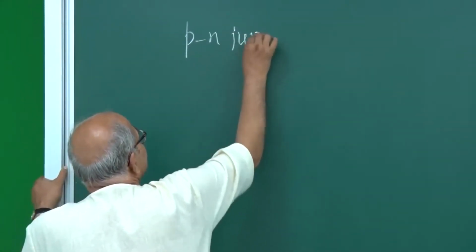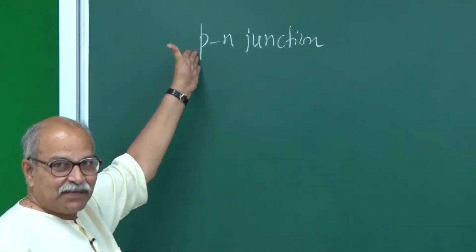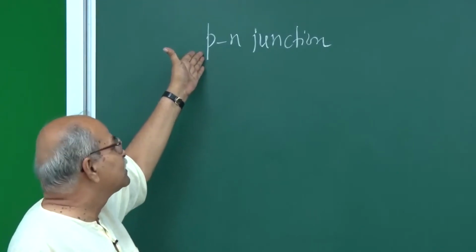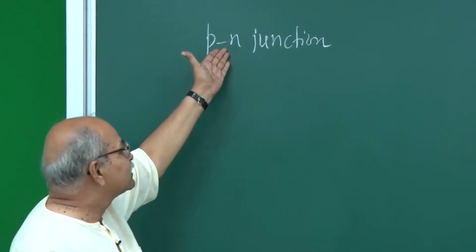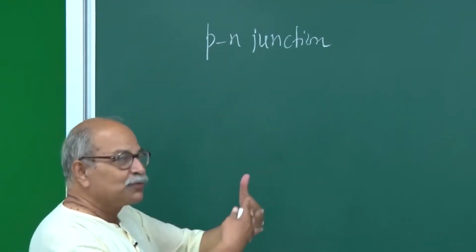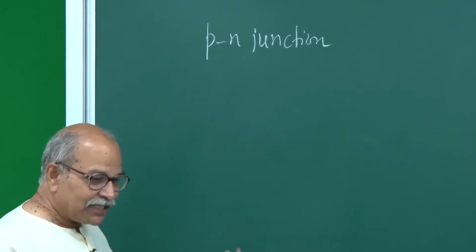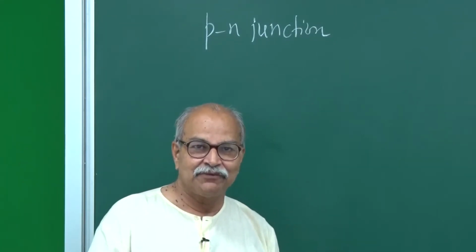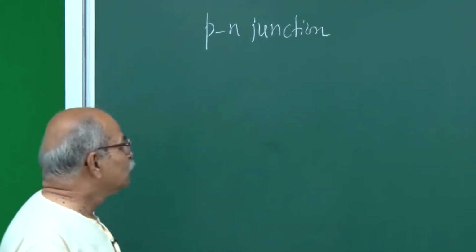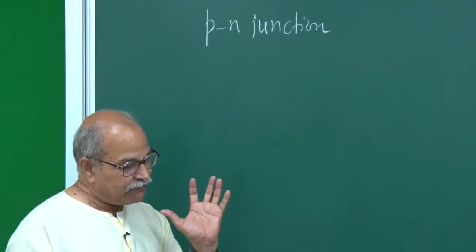As the name indicates, you should have somewhere p-type doped semiconductor, you should have somewhere n-type doped semiconductor, and then they should meet to make a junction. But it's not that you take two semiconductors and join them to make a junction, one p-type and one n-type. You start with the same material, same wafer.